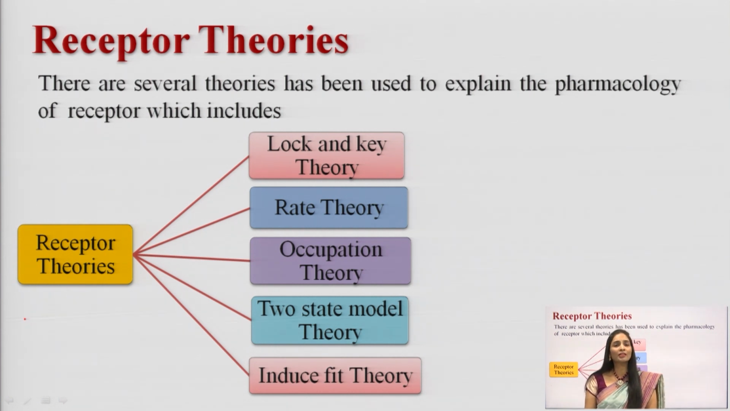There are several theories where we can explain the pharmacology of any receptor. The receptor theories are classified into 5 categories: one is lock and key theory, second is rate theory, third is occupational theory, fourth is two-state model theory and fifth is induced fit theory. All these are the theories we use to explain the pharmacology of a receptor. Now we will discuss the first theory, the lock and key theory.